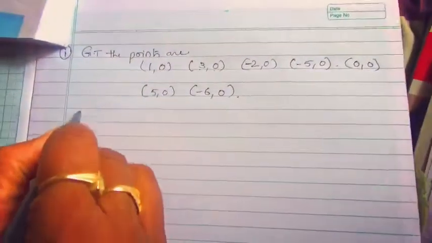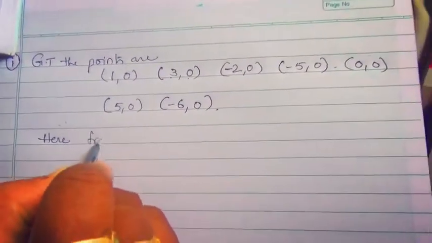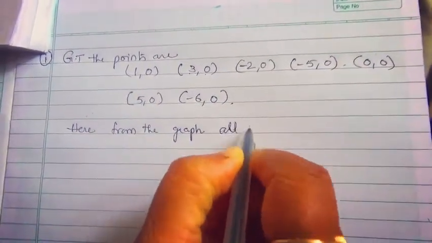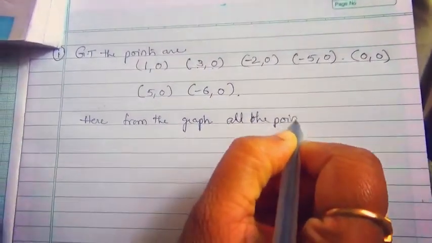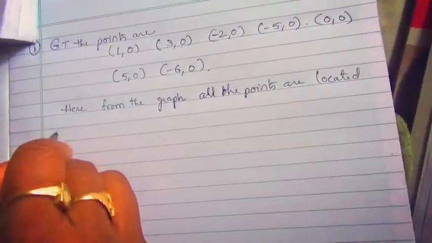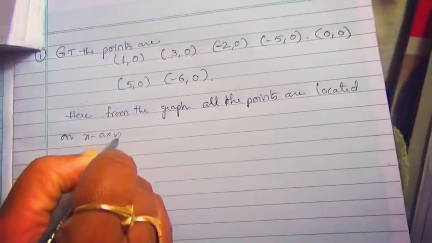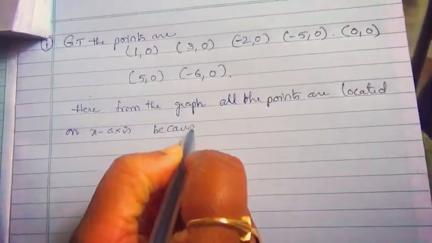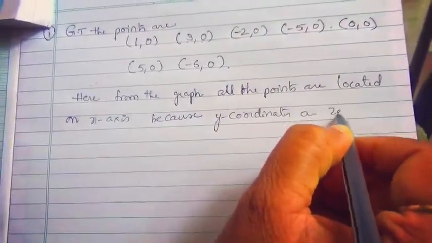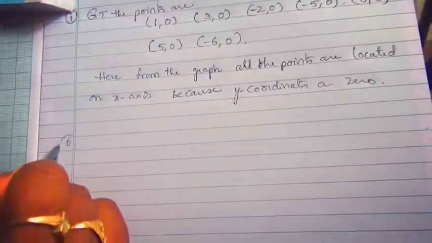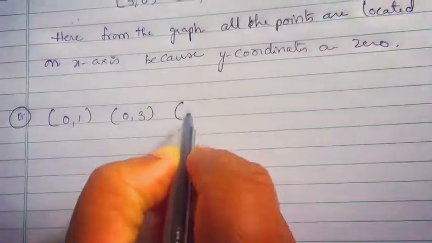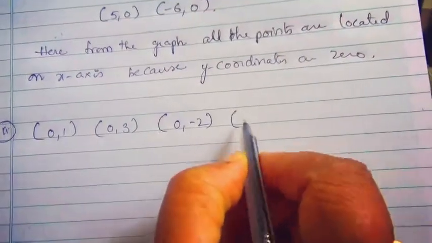Here we have to write the conclusion. Here from the graph, all the points are located on the x-axis because the y coordinates are 0.